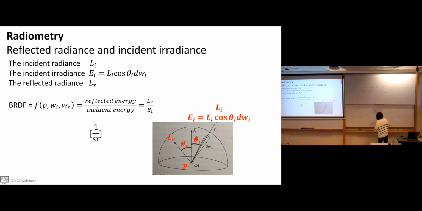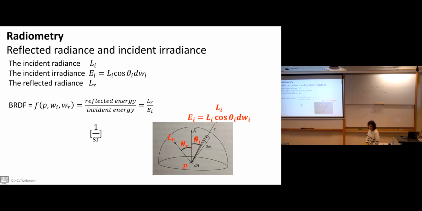And this is one value of the BRDF. And now I'm going to have another value of the BRDF, and another value of the BRDF, okay? Every pair of directions and a point P will give me another value for the BRDF. The BRDF is a function of the point and two directions, the incoming direction and the outgoing direction.